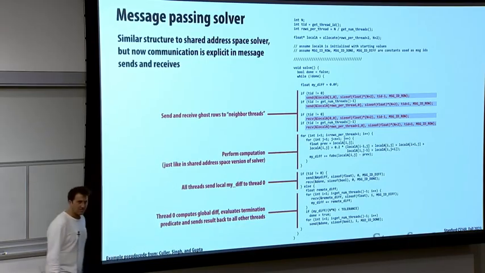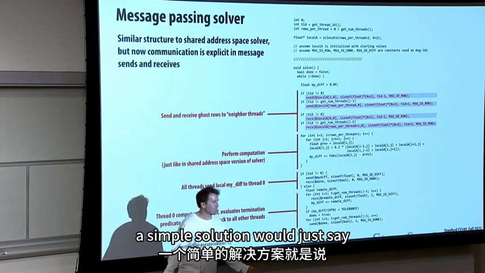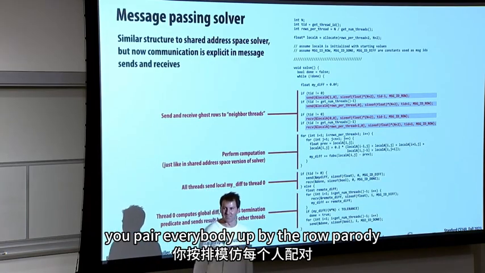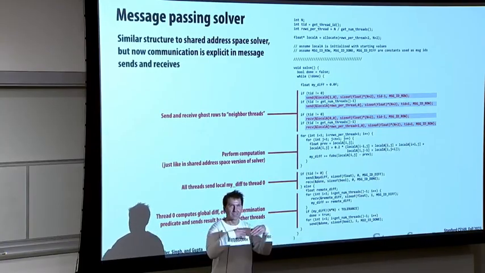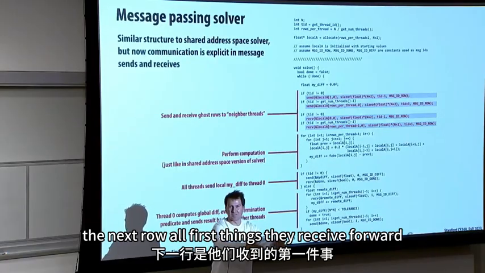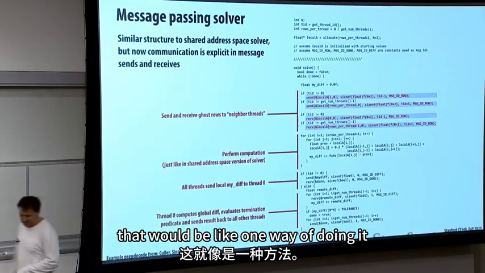You can just say that one row looks back, the other one is forward, first, and the other one back, forward, and so forth. Yeah, so a simple solution would just be to pair everybody up by their row parity. So the first row sends back, the next row first receives forward. That would be one way of doing it.